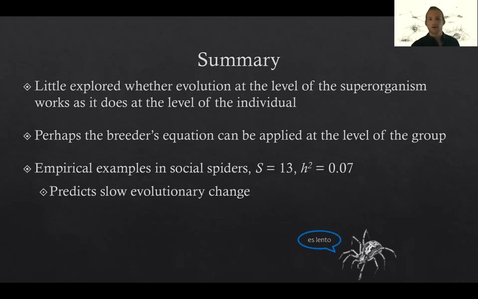So in summary, it's been relatively little explored how evolution at the level of the superorganism might work in the same way as it does at the level of the individual. I've explored whether the breeder's equation can be applied at that level. I collected some data showing an empirical example of social spiders, which ultimately predict relatively slow evolutionary change.